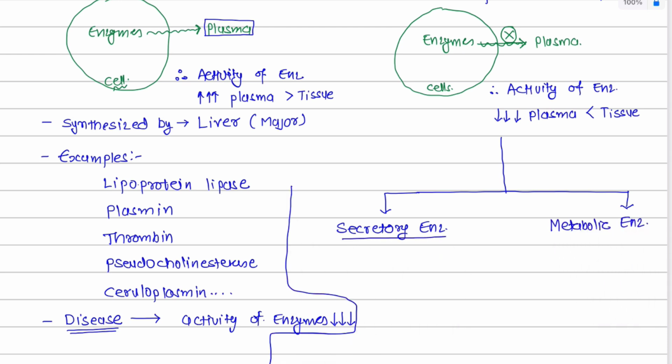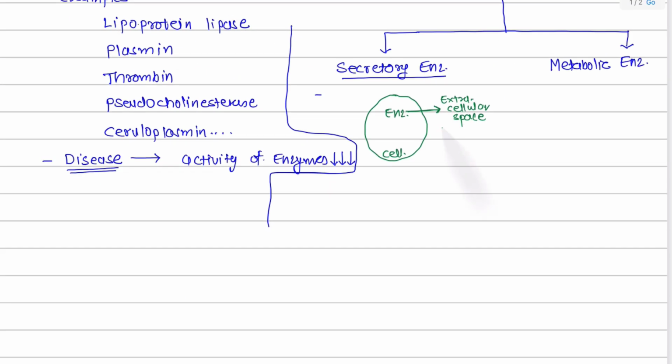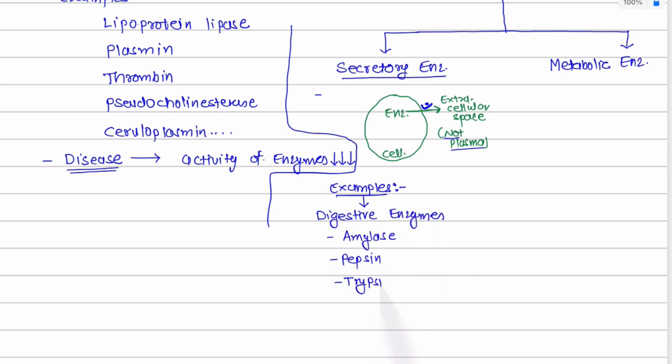Secretory enzymes are named so because once they are synthesized by the cells, they are secreted into the extracellular space. But remember, their functional site is not the plasma. What are the examples of enzymes that are secreted by the cells but whose functional site is not plasma? The perfect example is digestive enzymes such as amylase, pepsin, trypsin, lipase.